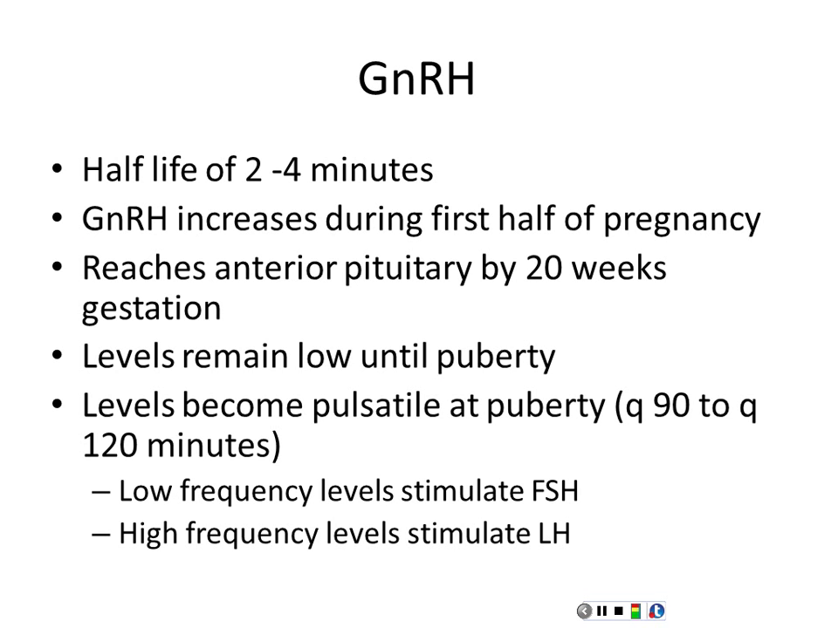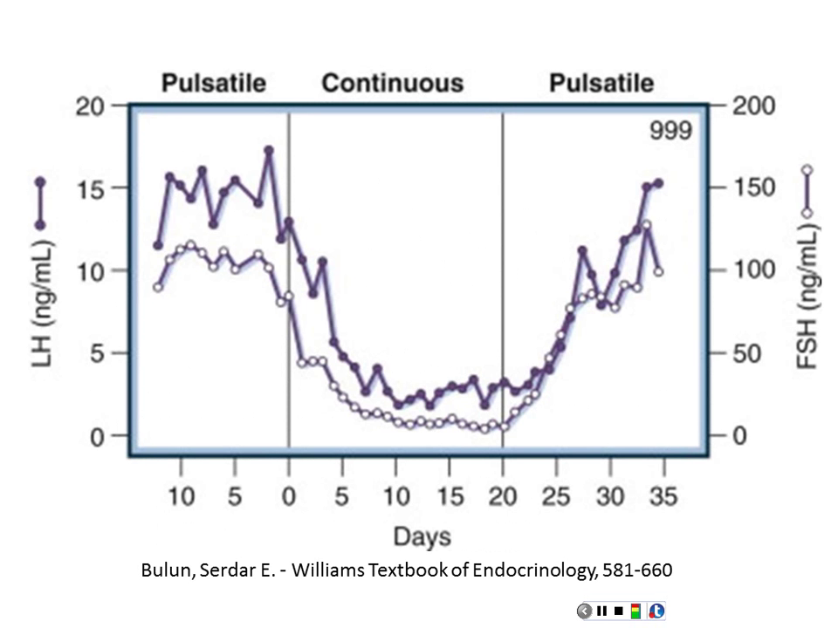And there's different frequencies of the GnRH. If there's low frequency, that usually stimulates FSH, and if it's high frequency, that usually will stimulate LH. And here you can see a picture from monkeys, that if you have pulsatile GnRH, you have an increase in the LH and an increase in the FSH as well. If you have continuous secretion of the GnRH, the FSH and the LH are suppressed. And then once you allow the GnRH to become pulsatile, you see the rise in the LH and the FSH again once more.